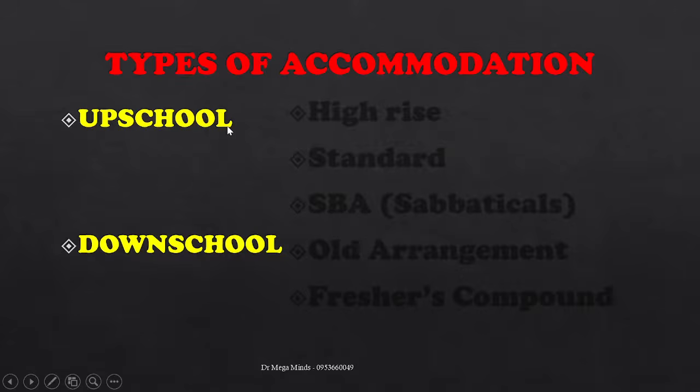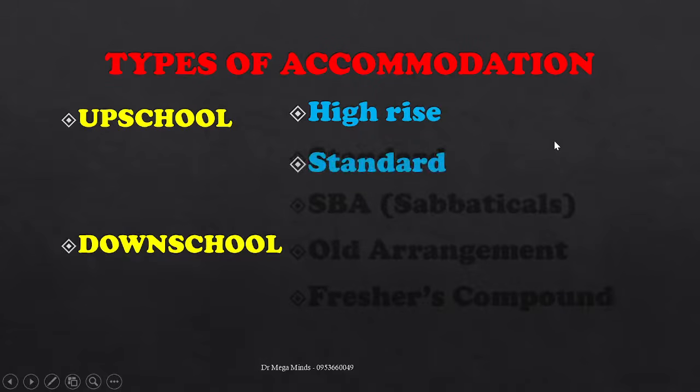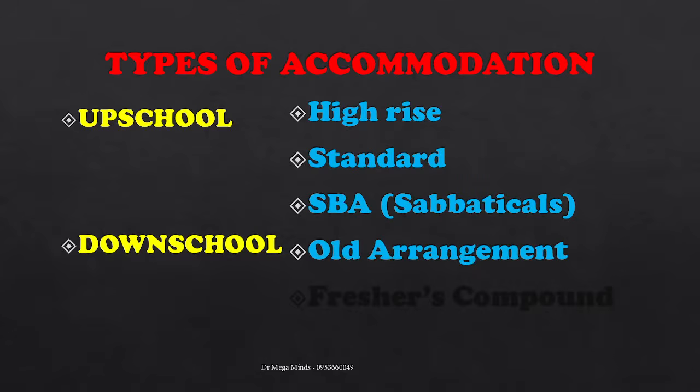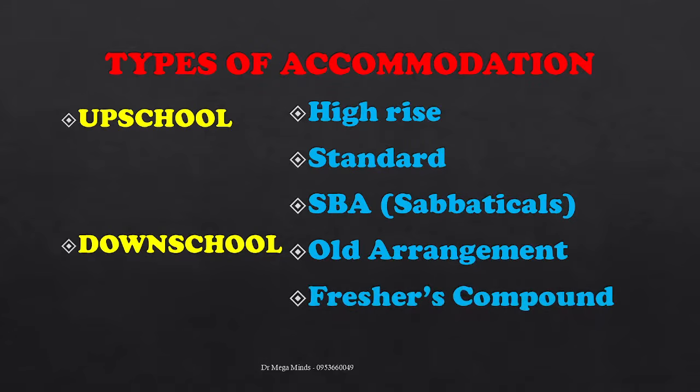So what do we find up school and what do we find down school? Starting with up school, we have what are called high-rise hostels, then what I've categorized as standard hostels, and then sabbaticals. For down school we have the old arrangement and the new arrangement, which is called freshers compound. We're going to talk about each one of these in pretty much detail.